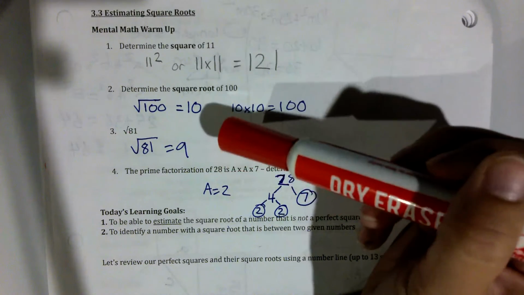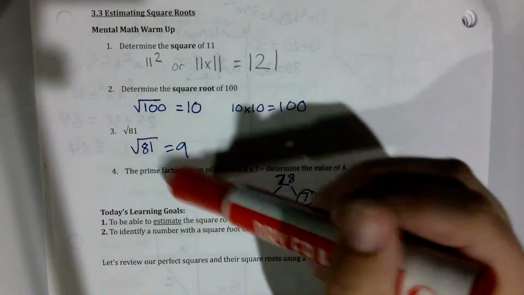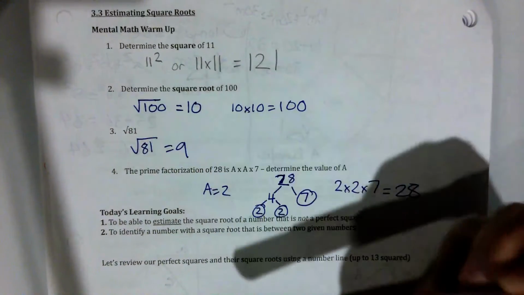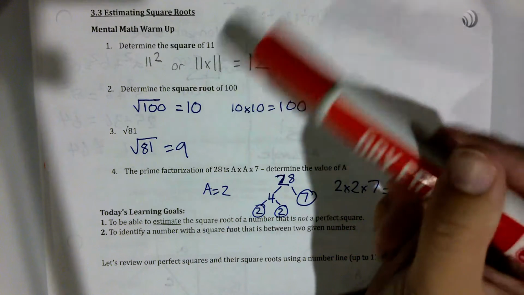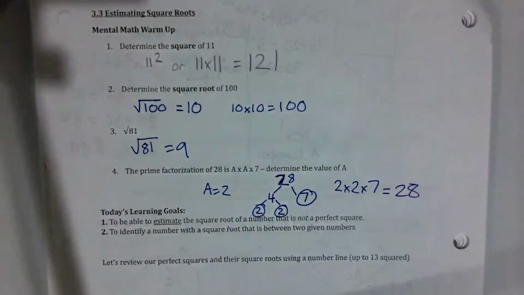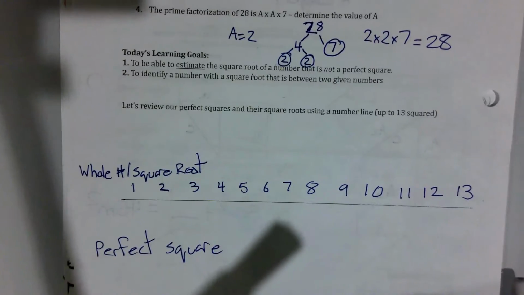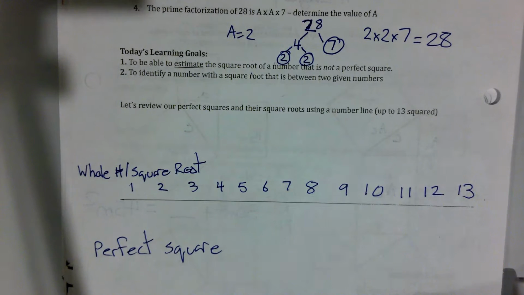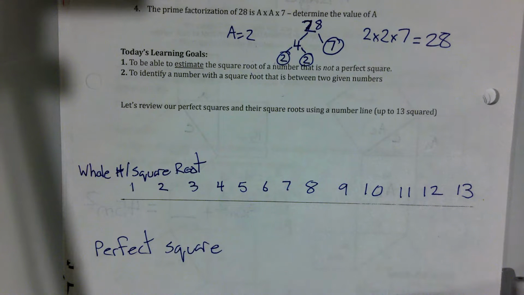To determine the square root of a number, such as 100, we can use the square root function on our calculator, or we can recognize that the square root of 100 is 10, because 10 times 10 equals 100. For our learning goals, we're going to be able to estimate the square root of a number that is not a perfect square.